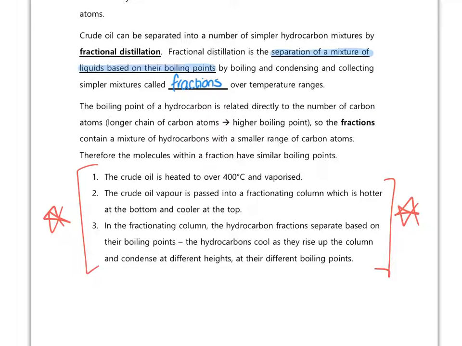So number 1, the crude oil is heated to over 400 degrees C and vaporised. Again, you don't necessarily need to quote that temperature, but if you wrote the crude oil is heated and vaporised, so I'll put that in brackets. You don't necessarily need to quote that temperature, but the key points there is the crude oil is heated and vaporised. Point number 2 is then that after it is heated, it is passed into the fractionating column, and it's really important to say that at this stage it's crude oil vapour, so it's a gas at this stage.